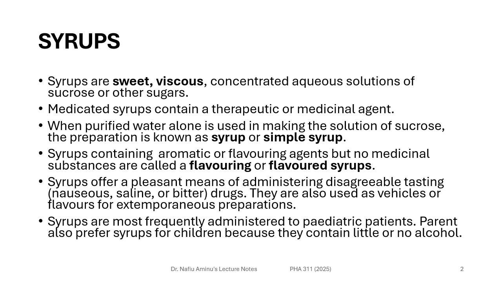Three main classes. The first one is called medicated syrup, which usually contains therapeutic or medicinal agents. By the name therapeutic, you should expect that they are used to treat certain ailments, certain conditions, due to the presence of active ingredients in them in the form of medicinal agents.